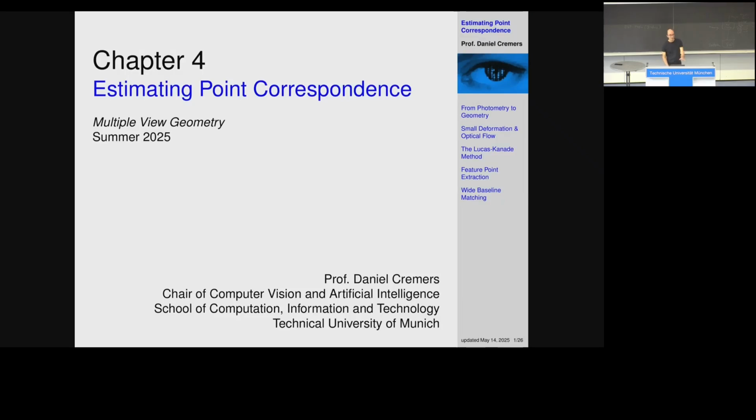Very good. So this brings us to chapter 4 of the class, and this is estimating point correspondence. Where does this fit into the whole problem of 3D reconstruction? Well, the key idea in 3D reconstruction is that you have a 3D world, let's say here somewhere, and then you have images that observe that 3D world.